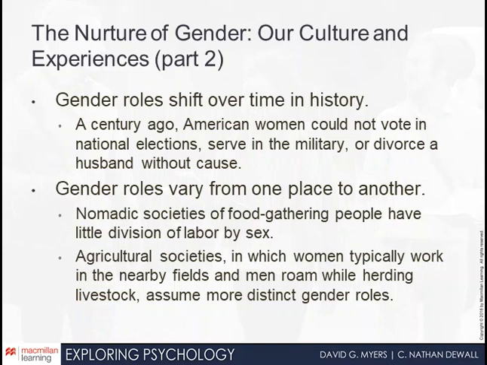Gender roles vary from one place to another. Nomadic societies of food gathering people have little division of labor by sex. Therefore, they may not have as strong gender roles as others would. Agricultural societies, in which women typically work in the nearby fields and men roam while herding livestock, assume more distinct gender roles based on the needs of their particular type of society.